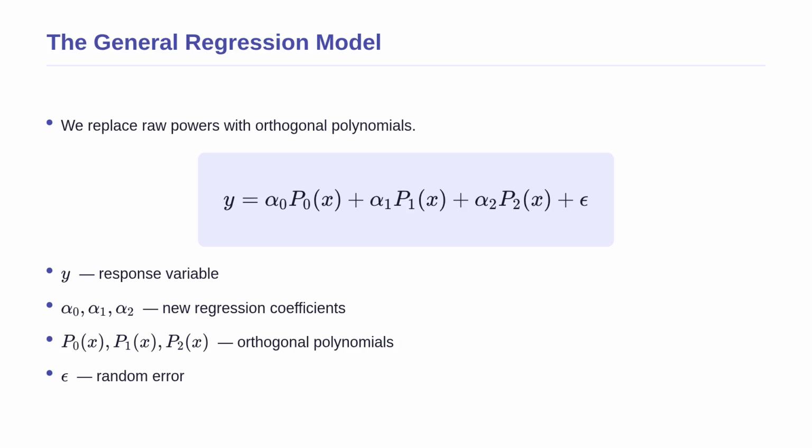We start by defining the general structure of our new regression model. Instead of using raw powers of x, we replace them with our newly constructed orthogonal polynomials, denoted by p0, p1, and p2. In this formula, y is our response variable and epsilon represents the random error. The symbols alpha 0, alpha 1, and alpha 2 are our new regression coefficients. Because the polynomial terms are orthogonal, each alpha coefficient tells us the pure independent effect of that specific polynomial degree. If we increase the degree of our model later, these existing alpha values will not change at all.